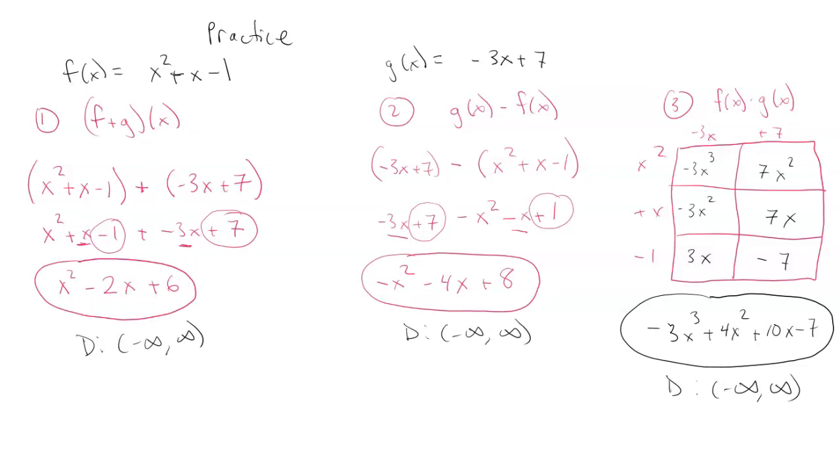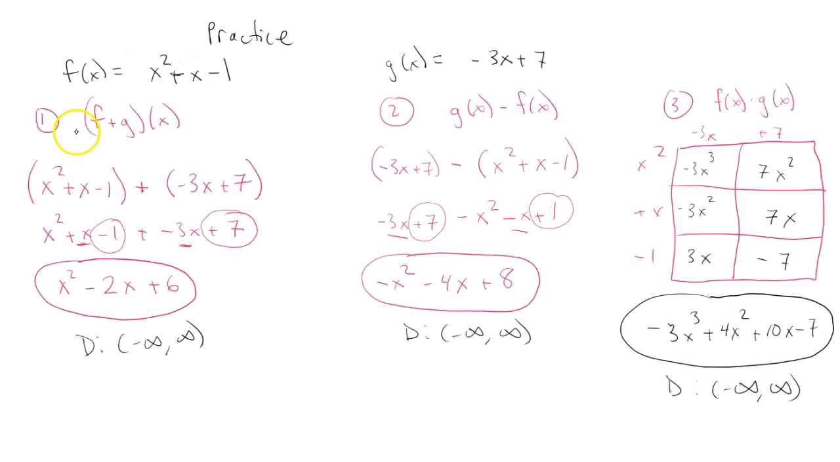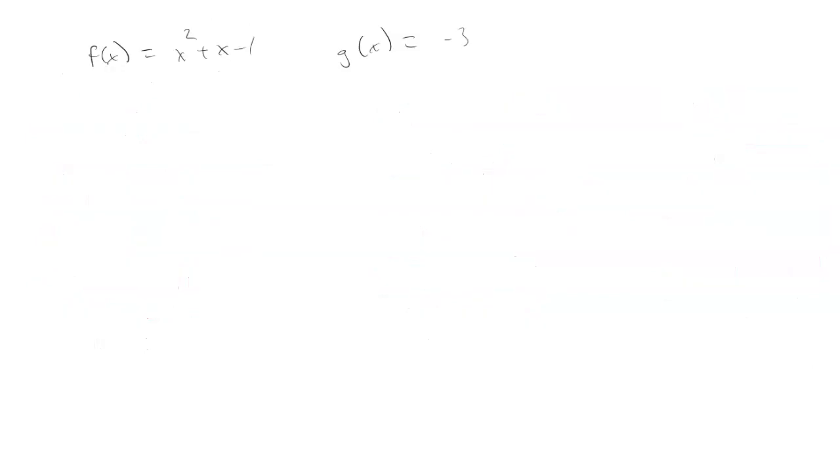So if I take the same values, so f of x is equal to, what did I say? x squared plus x minus 1, and then g of x was negative 3x plus 7. Okay, and if I divide these two, so if I say f of x divided by g of x, I'm going to get x squared plus x minus 1 over negative 3x plus 7.